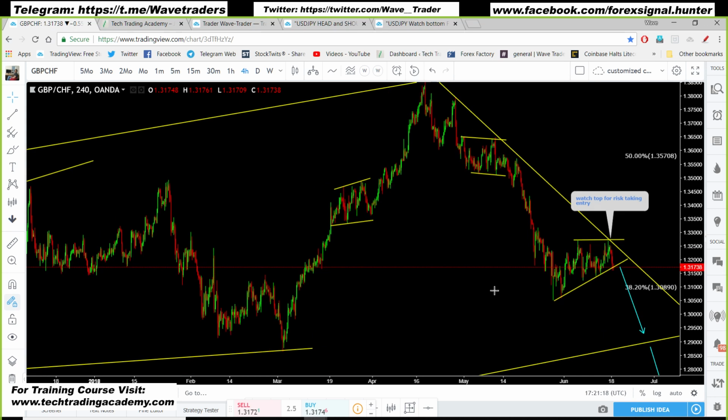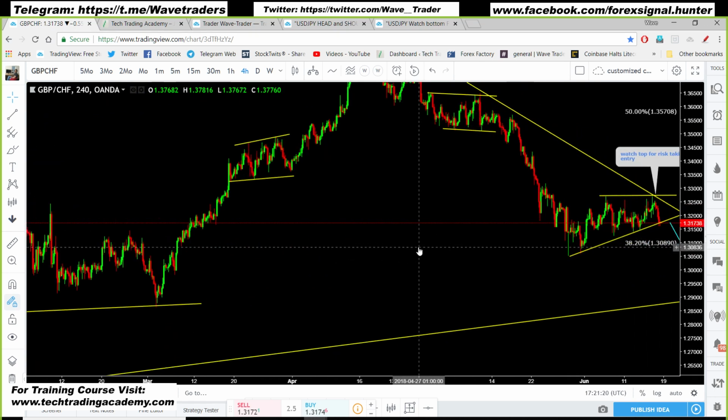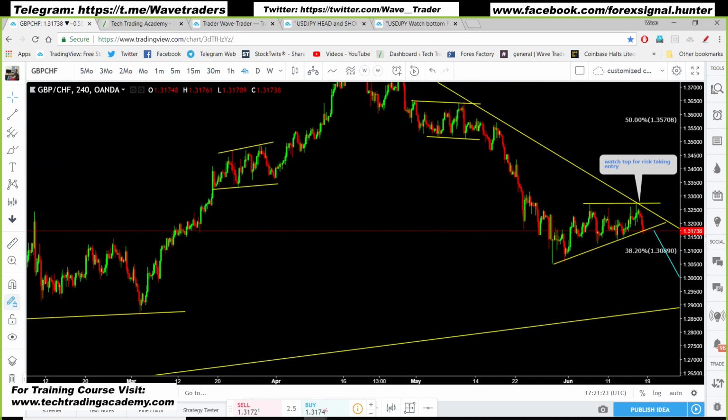You guys can see this formation. All right, you see that formation. Look for this to continue for more downside. Okay, this area, more downside. Pound chief.